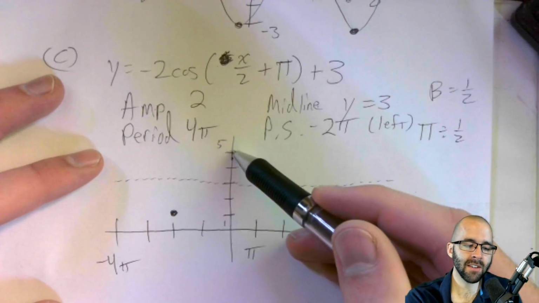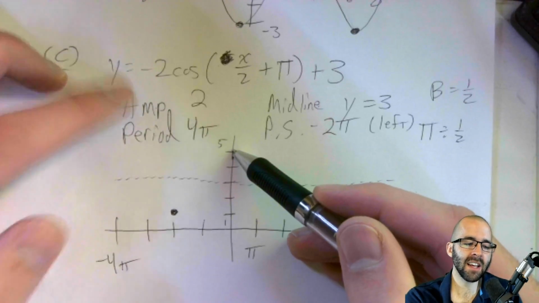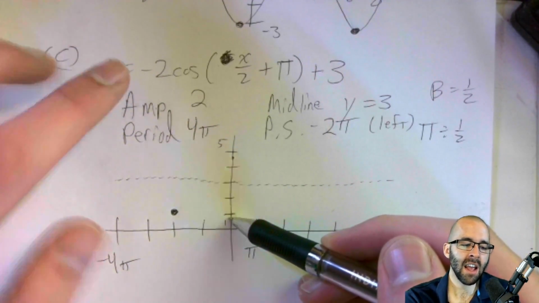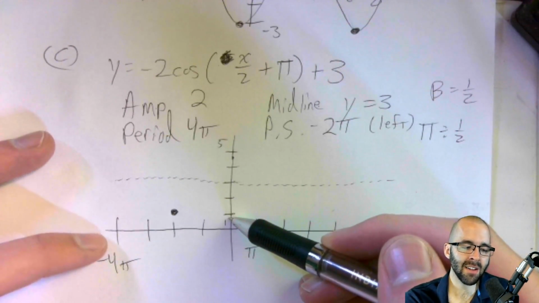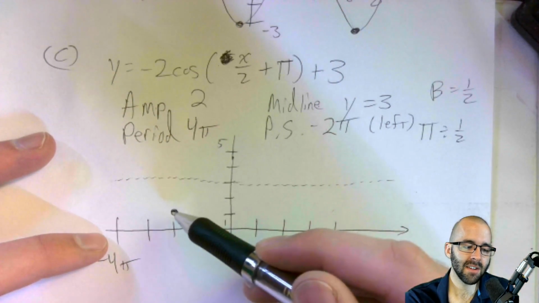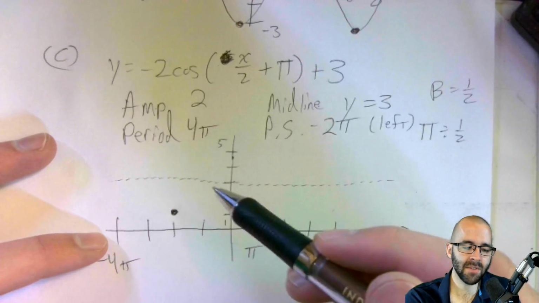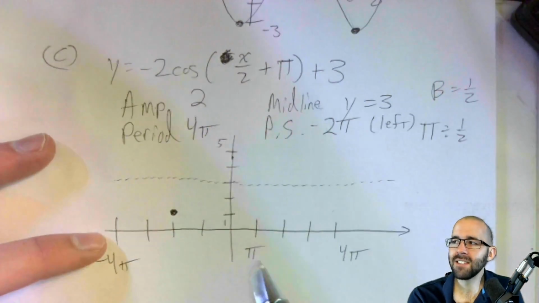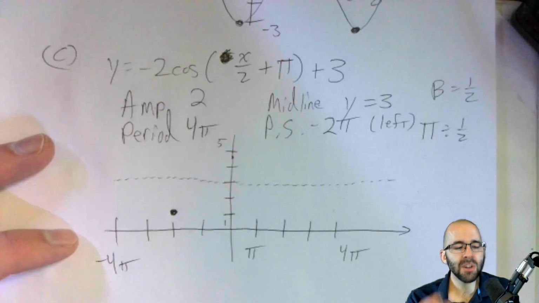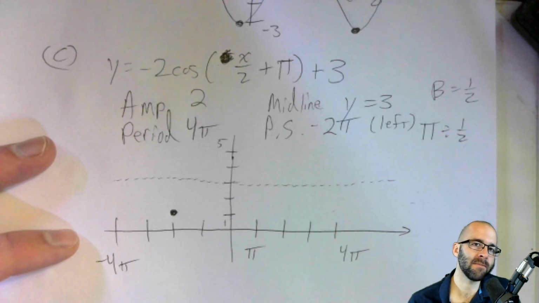Normally it would be up here. But because of the negative right here, we have to go down here. And because the phase shift makes us go 2 pi to the left, this is actually where we're starting on cosine. But that's the hardest part. Hardest part is just figuring out where you start.